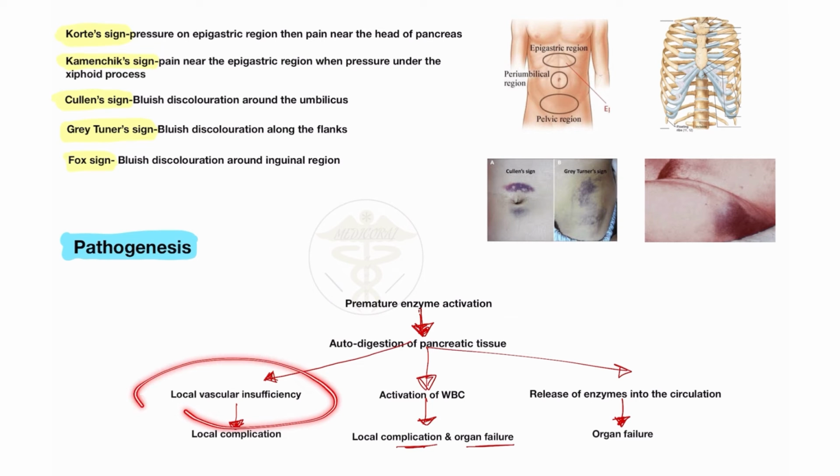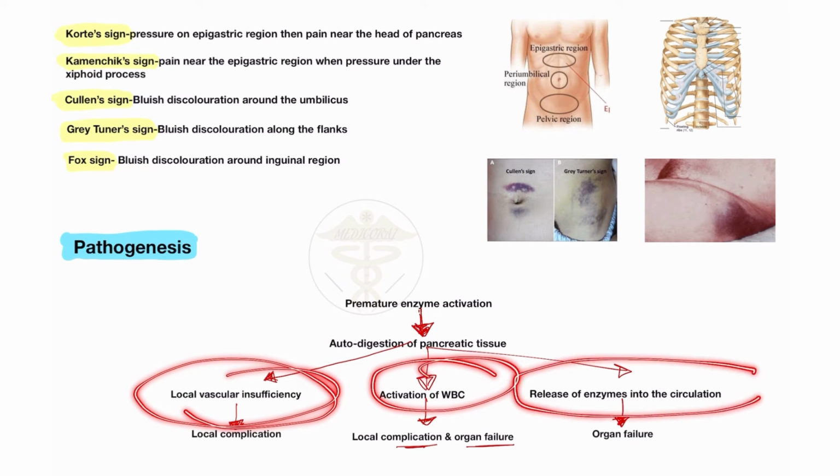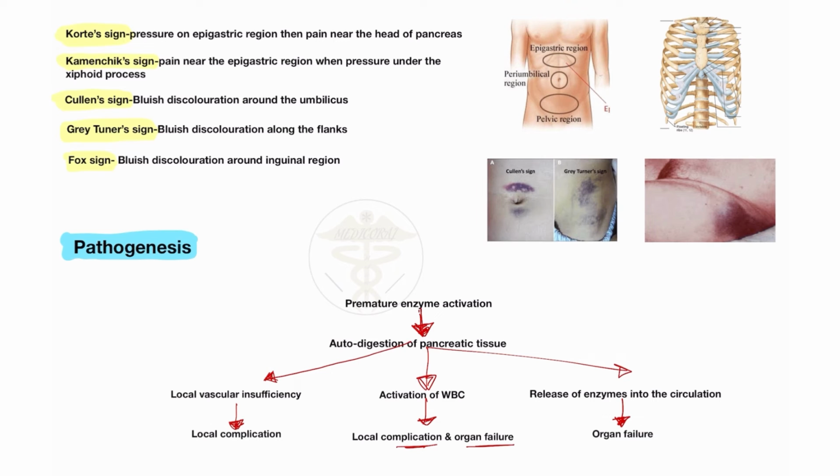There are mostly three causes in the pathogenesis of acute pancreatitis. Local vascular insufficiency causes local complications, signs and symptoms. When activation of WBC occurs, it is more complicated because both complications and organ failure occur. When enzyme is released into the blood circulation, it causes organ failure of different parts like the lungs, heart and kidney, which is dangerous to the patient. These are all about the pathogenesis of acute pancreatitis.